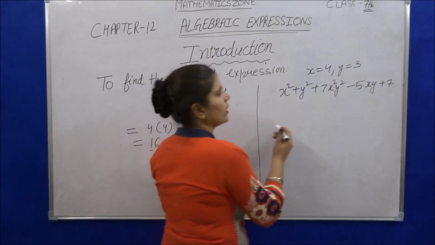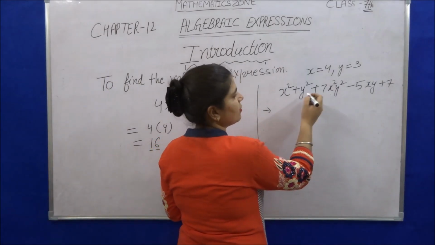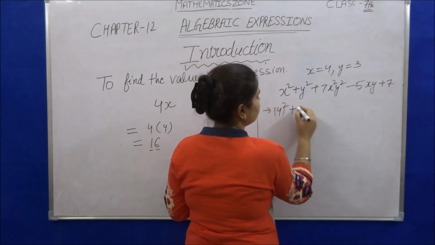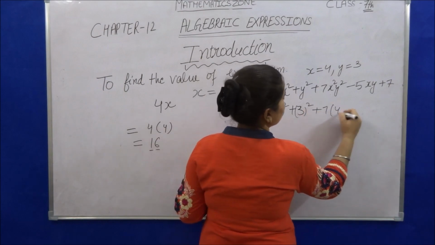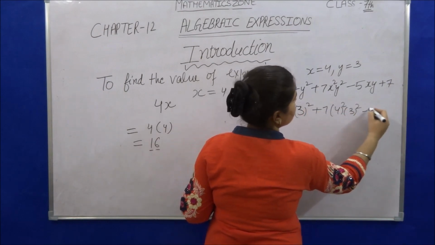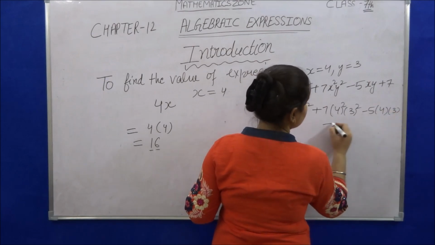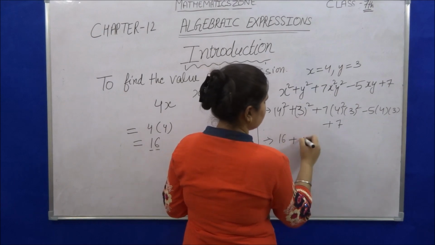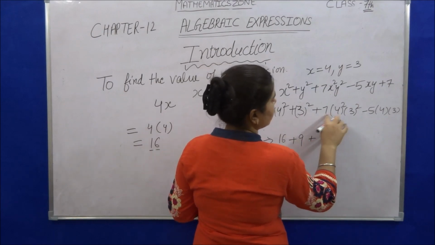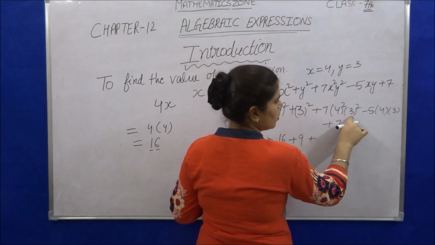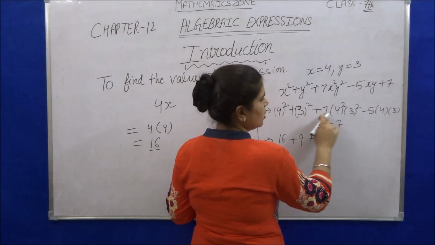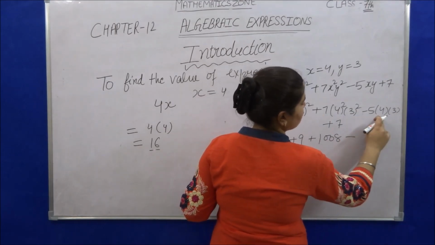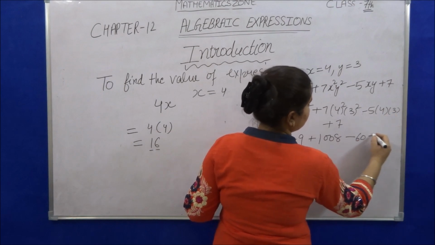Now let's do one more example. We put the values of x and y in this expression. 4 square plus 3 square plus 7 into 4 square into 3 square minus 5 into 4 into 3 plus 7. So we'll solve this expression. 4 square is 16, 3 square is 9, plus 7 into 16 into 9. 16 into 9 is 144. 144 into 7 is 1008. Minus 5 into 4 is 20, 20 into 3 is 60, plus 7.